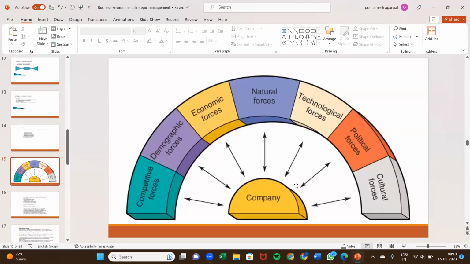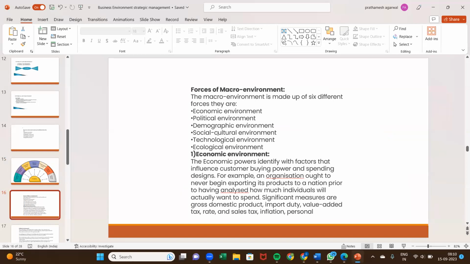Now just see, this diagram is easier to understand. We have the company, then the external environment: competitive forces, demographic forces, economic forces, natural forces, technological forces, political forces, and cultural forces. Now let's see one force at a time. First is the economic environment. We will talk about the economic environment.